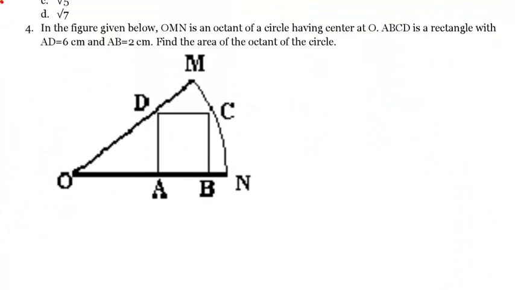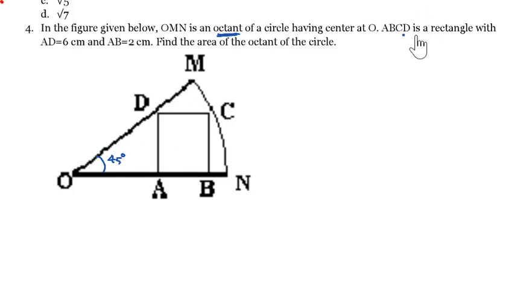We go for question number 4 first. It says that it's an octant. Octant means the 1/8 part of the circle. So what will be this angle? What will be the angle AOD? It will be 45, right? Okay. So this will be a 45-degree angle.